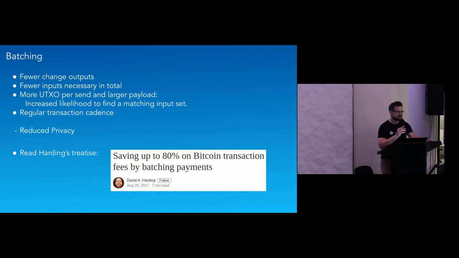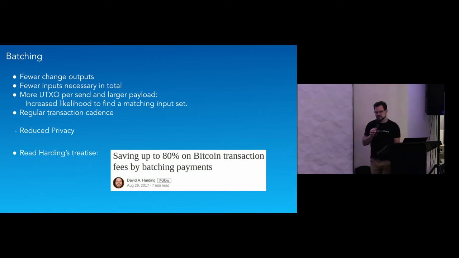And this is more something that affects big wallets as well. If you do batching, you have more UTXOs to pick from to build your transaction, and the chances to create an exactly matching input set where you don't even have to create any change output become higher.